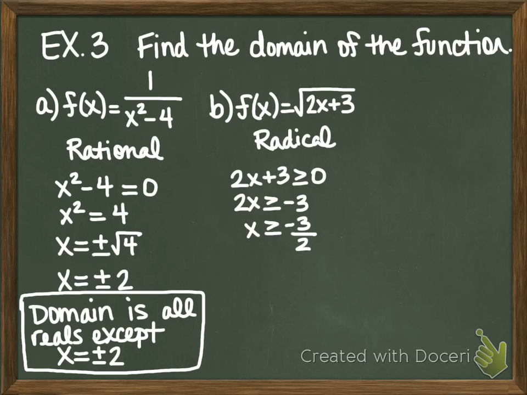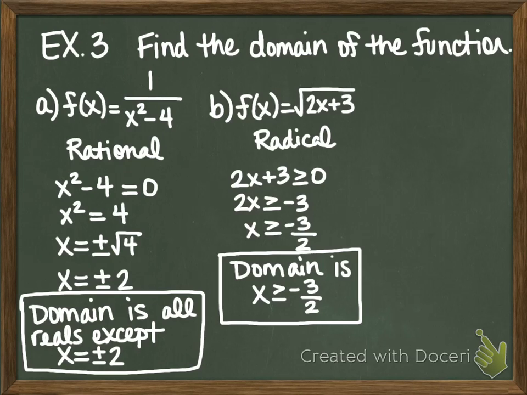So the domain for this radical function means I can plug in any number that's bigger than or equal to negative 3 over 2, and it would give me a value. If I plugged in anything less than negative 3 over 2, I would have an imaginary number, and we're not talking about those yet. So the domain is x is greater than or equal to negative 3 over 2.